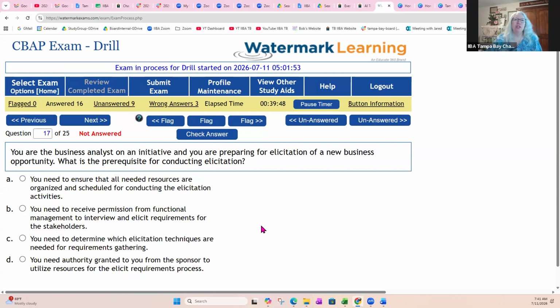You're a business analyst on an initiative and you're preparing for elicitation of a new business opportunity. What is the prerequisite for conducting elicitation? So before you conduct elicitation, what is the input you have to have? You need to ensure that all needed resources are organized and scheduled for conducting the elicitation activities. You need to receive permission from functional management to interview and elicit requirements from the stakeholders. You need to determine which elicitation techniques are needed for the requirements gathering, or you need authority granted to you from the sponsor to utilize resources for the elicit requirements process.